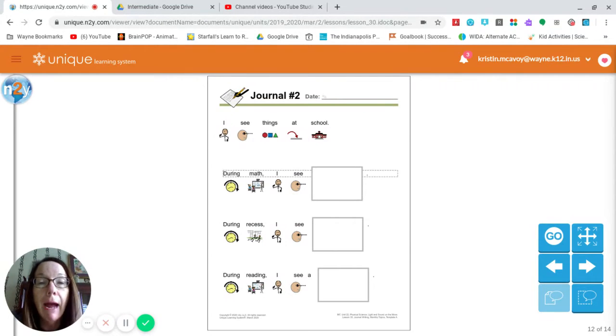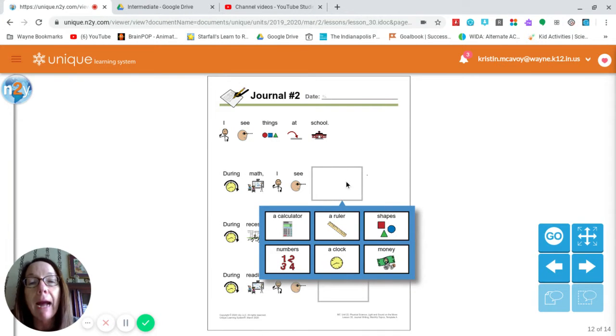Or if there's not an answer there that you would like to choose, you can think of your own. So the choices that they gave us for what we would see during math are a calculator, a ruler, shapes, numbers, a clock, and money. And these are all things that can be used during math activities.